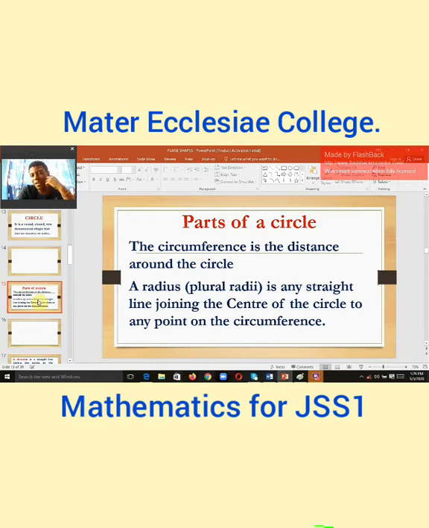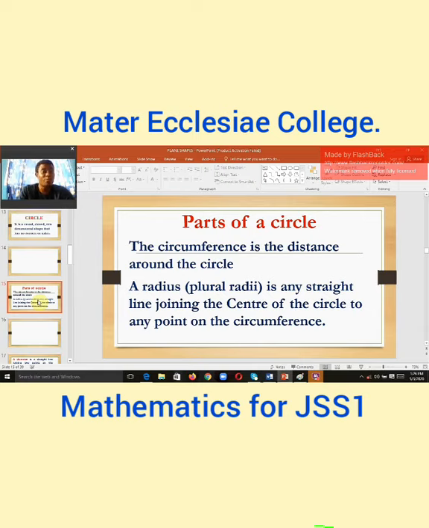So let's start with the circumference of a circle. Let's take the definitions first, then I will use the diagram to illustrate the various parts of a circle. What is the circumference of a circle? The circumference is the distance around the shape. The boundary, the outer covering of the circle, is the circumference. That line that you can see that goes around the shape is the circumference of the circle. That's why the circumference is the distance around the shape.